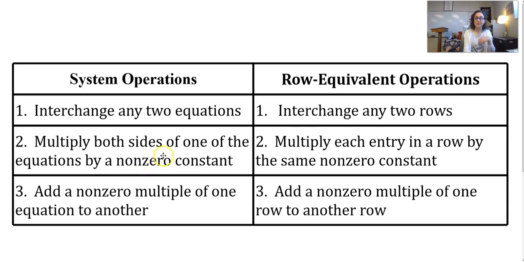I can multiply both sides of one equation by a non-zero constant, meaning I can multiply each entry in a row, because each row represents one equation from the system. I can add a non-zero multiple of one equation to another, so the row operation is I can add a non-zero multiple of one row to another. So let's see if we can do what we did with systems, but streamline it and make it into a matrix.